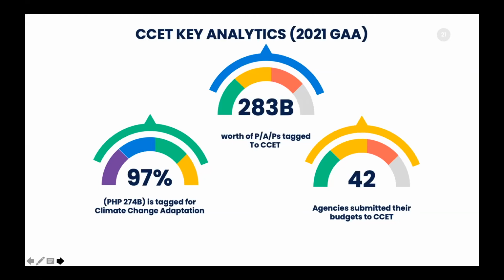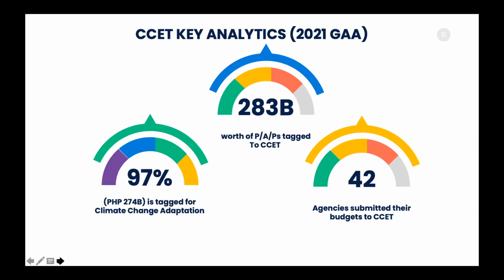Now, one of the limitations po currently of the system is, paano po kapag, this is actually one of the questions that we often receive. What if a PAP addresses both adaptation and mitigation? So how do we account for that? Unfortunately po, the system could only allow for a one PAP, one typology tagging. So you need to assess what would be the main objective of that PAP.